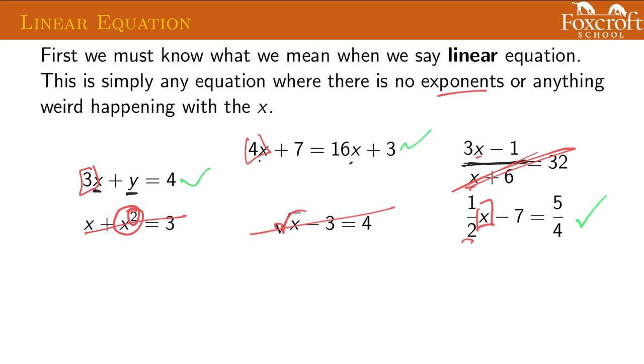So exponents, square roots, fractions where the x is in the denominator, those types of things will make it not linear. As long as we just have a single x with some numbers around it, even if the number is a fraction, those are going to be linear. So that's what we mean when we're trying to solve a linear equation, kind of the simplest type, nothing kind of crazy is happening with the x yet.